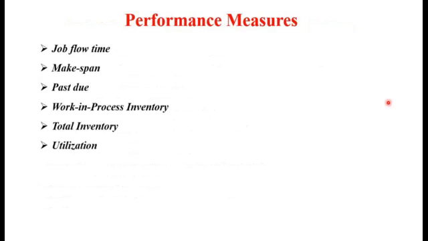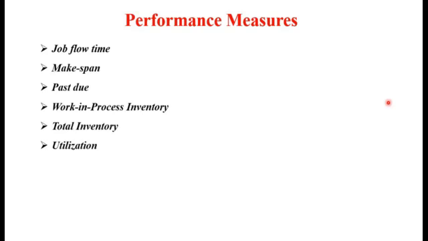Now performance measures. Performance measure is again one of the more important tasks in operation scheduling, and it basically helps in job flow. It is measured in terms of job flow time, makespan, past due, work in process inventory, the total inventory, and the utilization. From the manufacturer's perspective, identifying the performance measures to be used in selecting the schedule is very important.